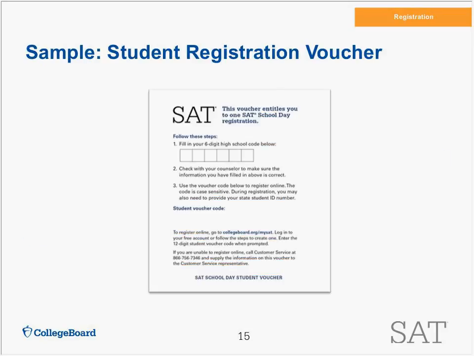And then on this particular slide, you'll see what a voucher looks like. The students fill in their 6-digit high school code, so that the schools can know who is registering and can also receive the score information. Where it says student voucher code, it's blank on this particular one, but there will be an individual code in that box for each student. This voucher has all of the directions they'll need and the address of where they need to go to register.